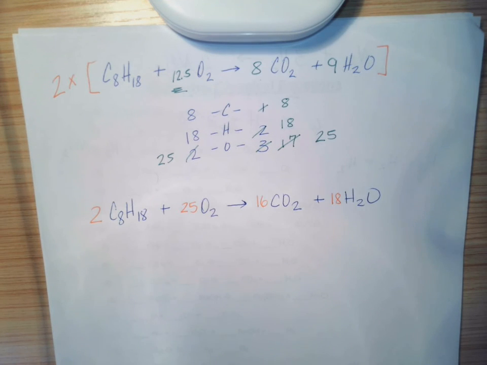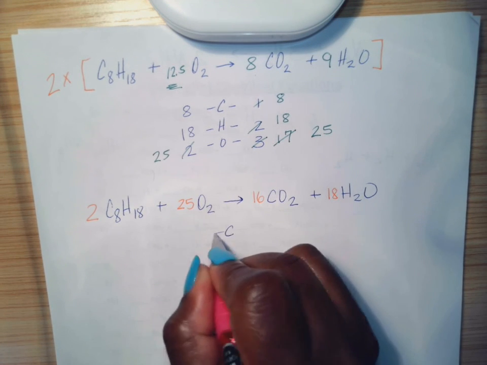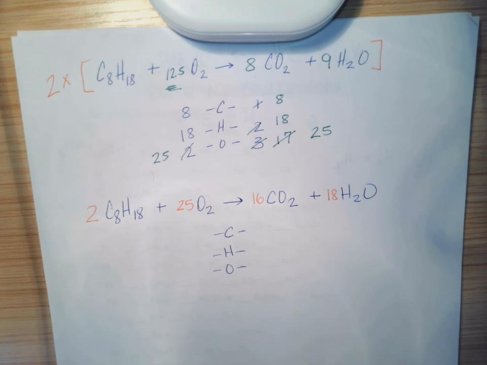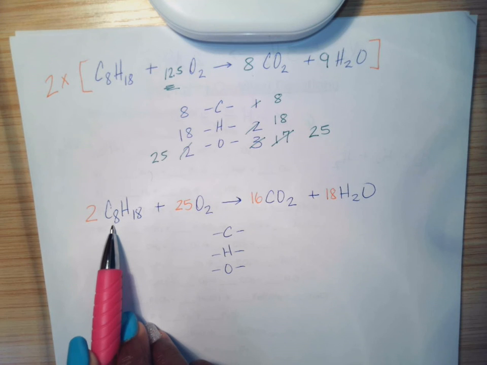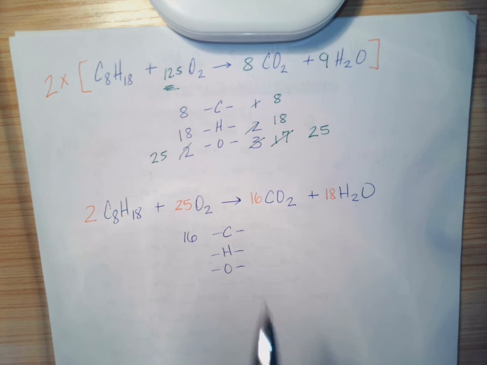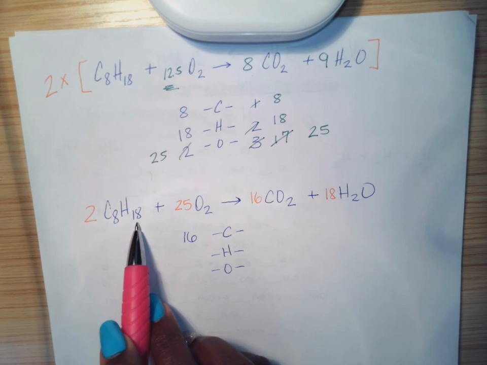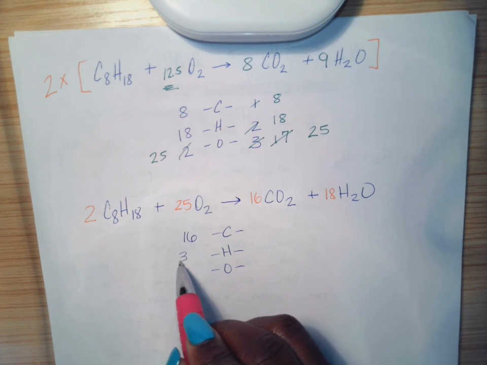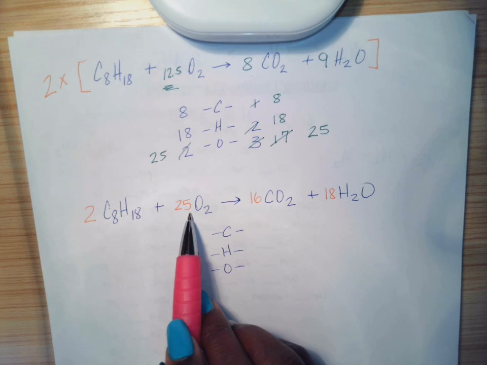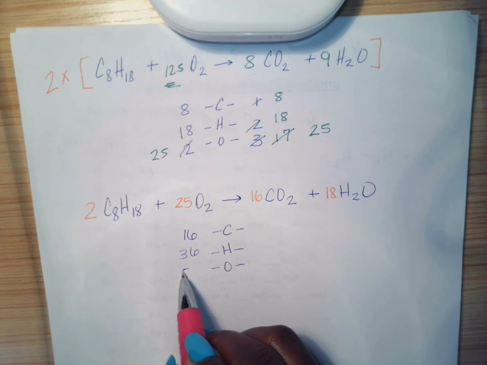You can go back and double check to make sure that everything is balanced. So if I look at the number of carbon, hydrogen, and oxygen on each side, again, they only appeared in one place on my reactant side. So I had 8 in this molecule times 2 for a total of 16. 18 hydrogen in this molecule times 2 for a total of 36. 2 oxygen in this molecule times 25 for a total of 50.